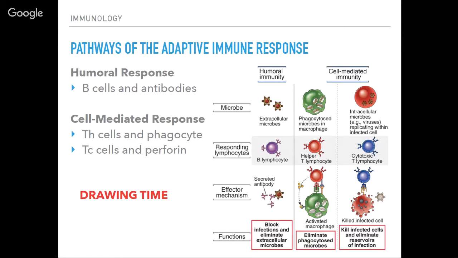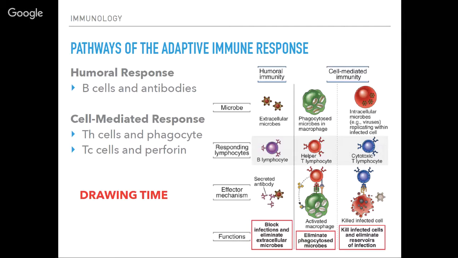All right, then what this T helper cell can also do is that it can activate cytotoxic T cells. Cytotoxic T cells can technically also be activated via another pathway, which is directly from a cell that is virally infected. All right, so that's another way that it can be activated.